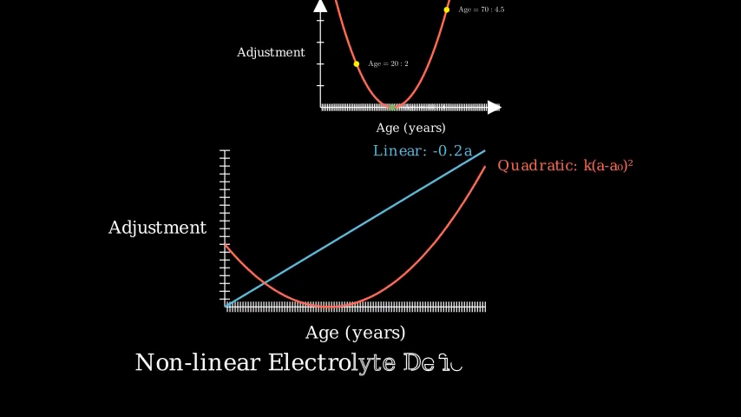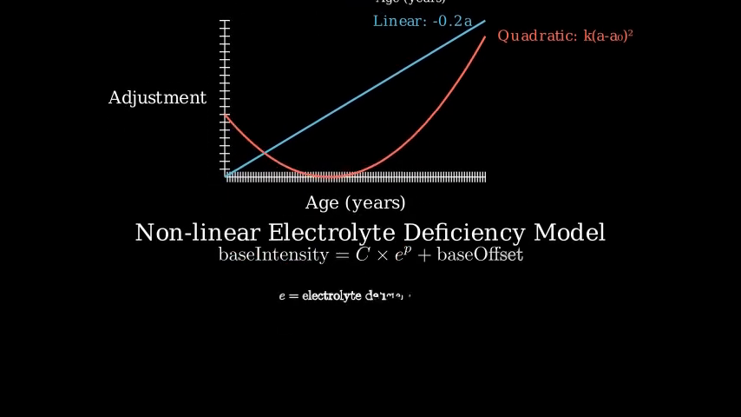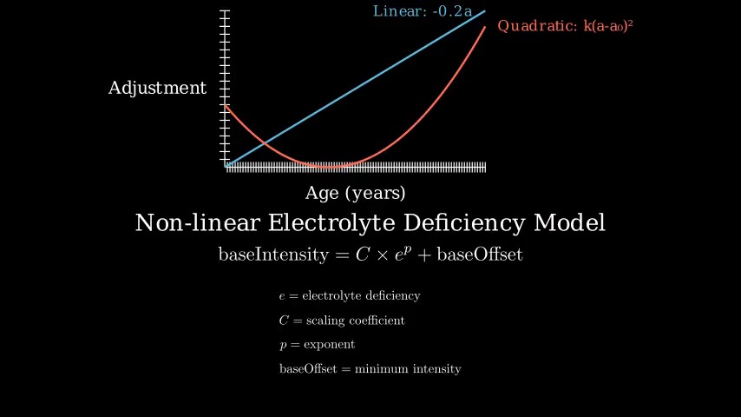In our original linear model, we assumed that each unit increase in electrolyte deficiency would increase the required intensity by the same amount. However, in reality, the effect may be more pronounced at higher deficiency levels. An exponential model might better capture this relationship. Let's use base intensity equals C times E raised to the power P plus base offset, where E is the electrolyte deficiency, C is a scaling coefficient, P is an exponent, and base offset is the minimum intensity.